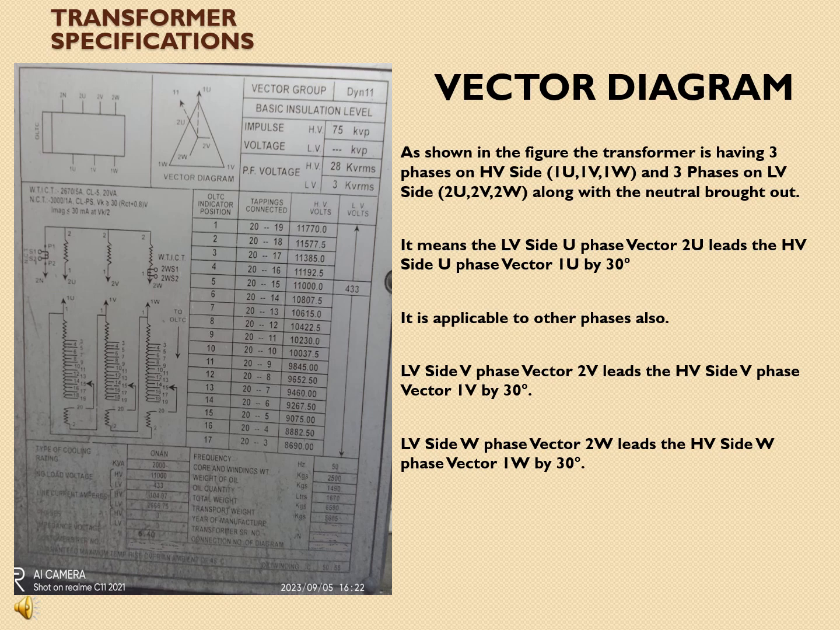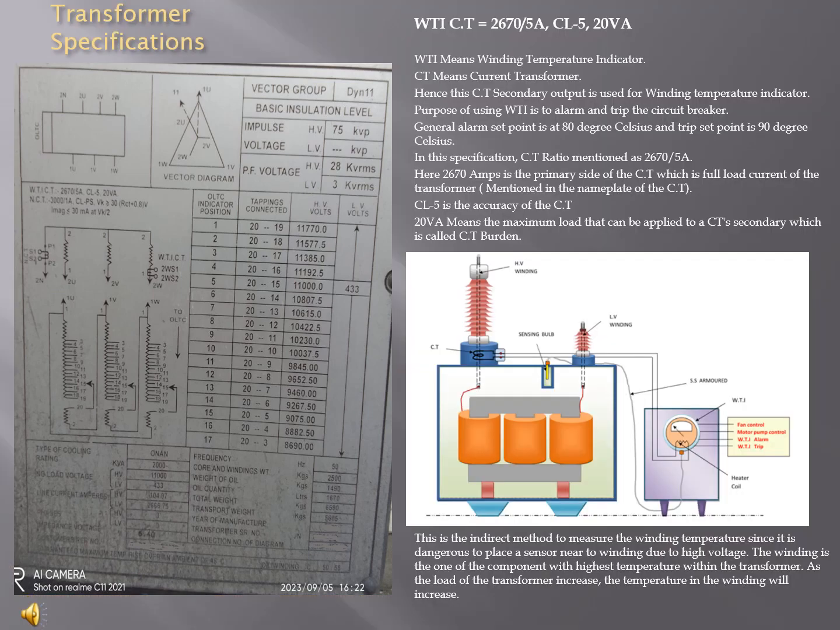What does DYN11 mean? DYN11 means the LV side U phase vector, named 2U, leads the HV side U phase, that is 1U, by 30 degrees phase displacement. It is applicable to the other phases also. That is, the LV side V phase vector 2V leads the HV side V phase vector 1V by 30 degrees phase shift. The same is applicable to the W phase also. The LV side W phase vector 2W leads the HV side W phase vector 1W by 30 degrees phase shift.